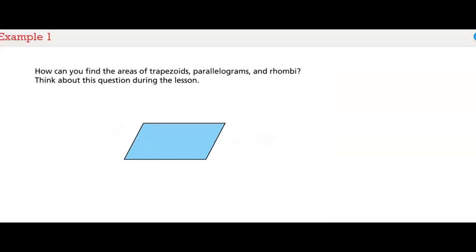How can you find the areas of trapezoids, parallelograms, and rhombi? Think about this question during the lesson.